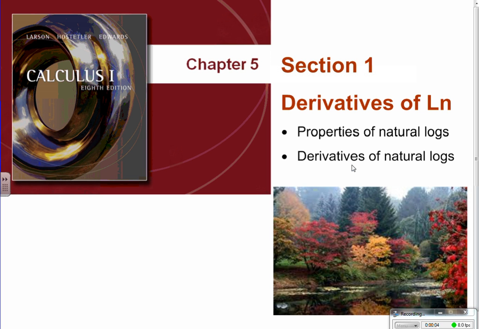Working with Chapter 5, Section 1, looking specifically at derivatives of natural logs today. And first off, we're going to do just a quick review of the properties of natural logs, and then we'll talk about the derivatives of natural logs.